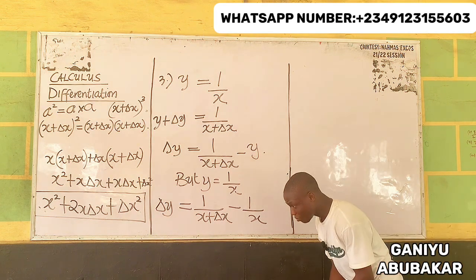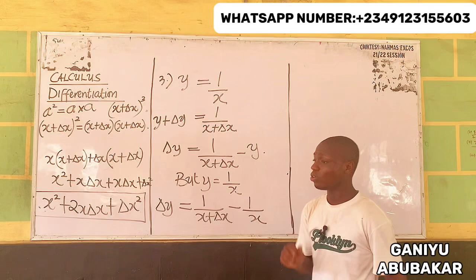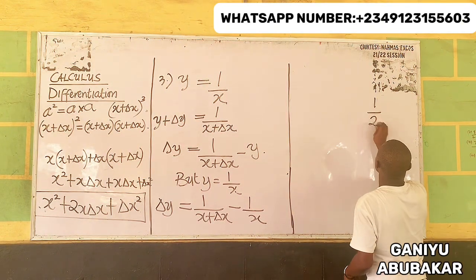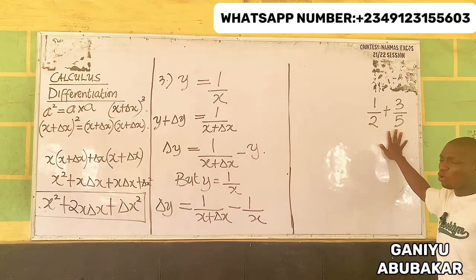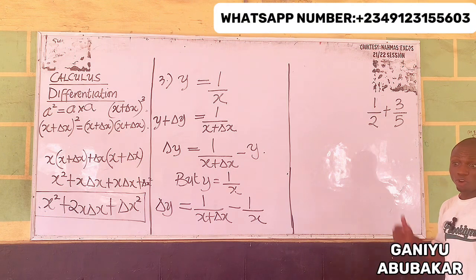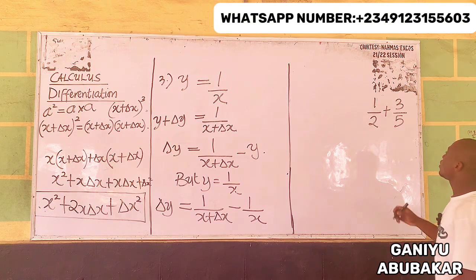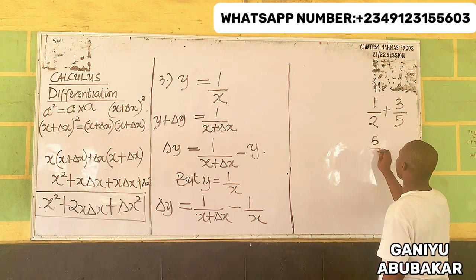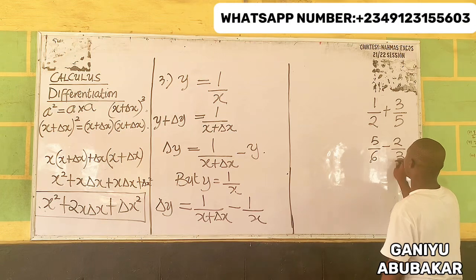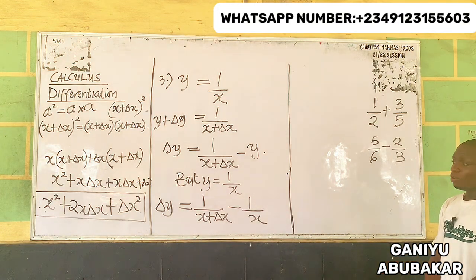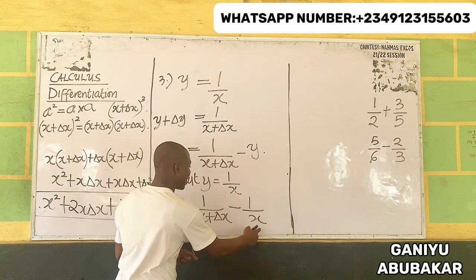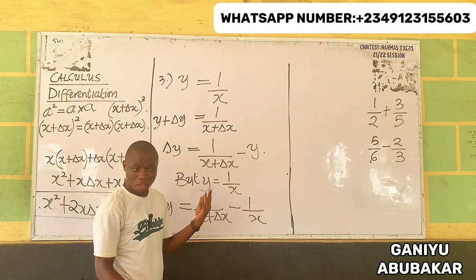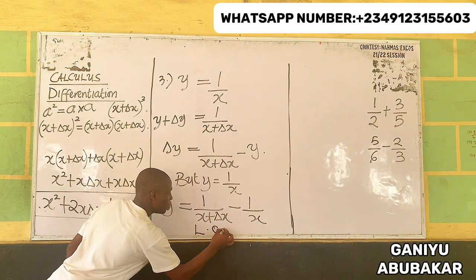Now listen. I was trying to say something before. If I have 1 over 2 plus 3 over 5, if I have a math problem this way, what comes to mind first? LCM. Similarly, if I have 5 over 6 minus 2 over 3, what still comes to mind? LCM. If I have two fractions and I have either plus or minus in between them, what comes to mind? LCM, please.